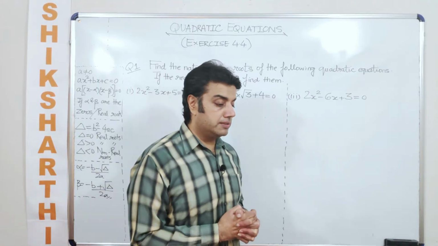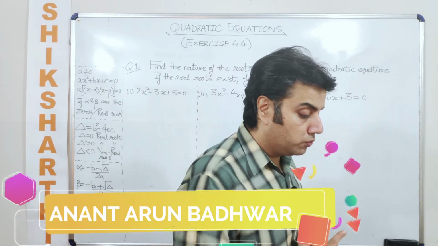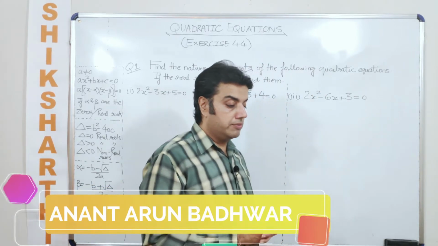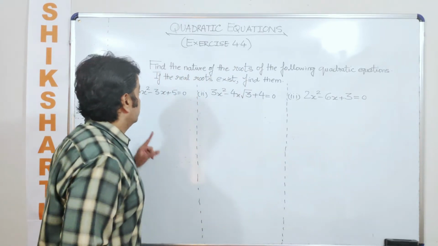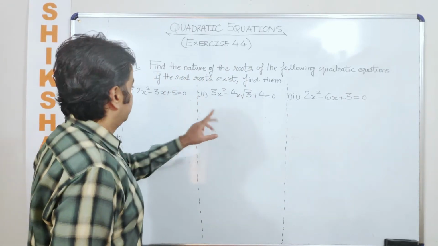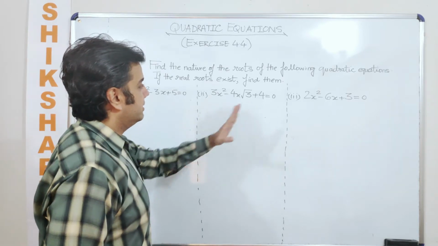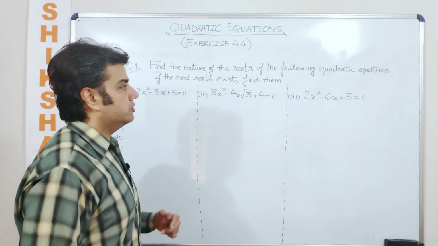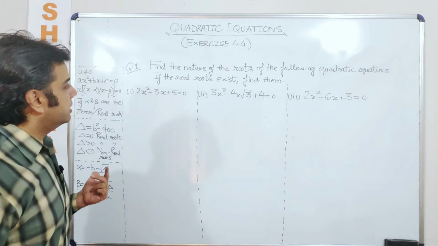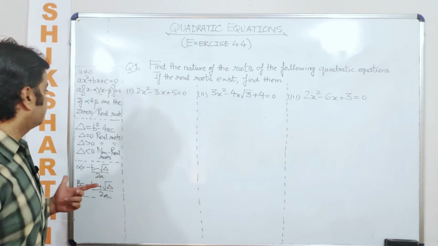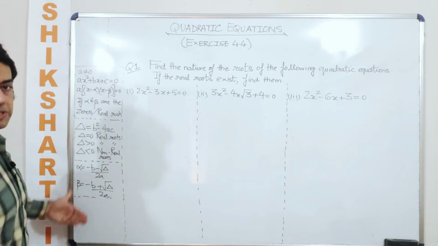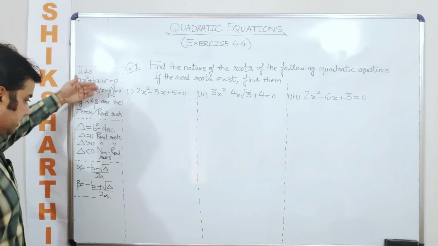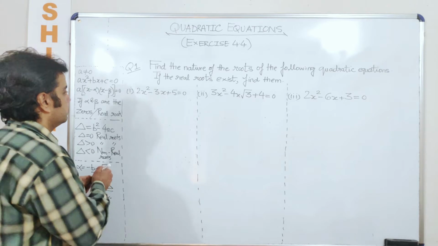Talking about question number 1, it says, find the nature of the roots of the following quadratic equations. If the real roots exist, then find them. So this question 1 is divided into 3 parts. In parts 1, 2 and 3, you have to first find out the nature of the roots, and then if the roots are real, you have to find out the roots as well. So this would be the point of reference for us. We'll be using all these pieces of information.